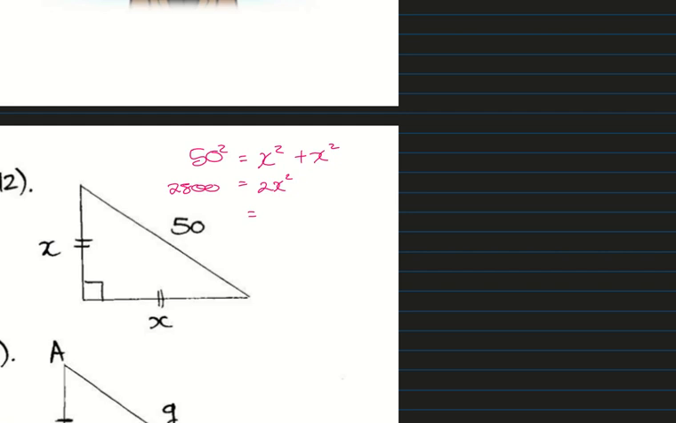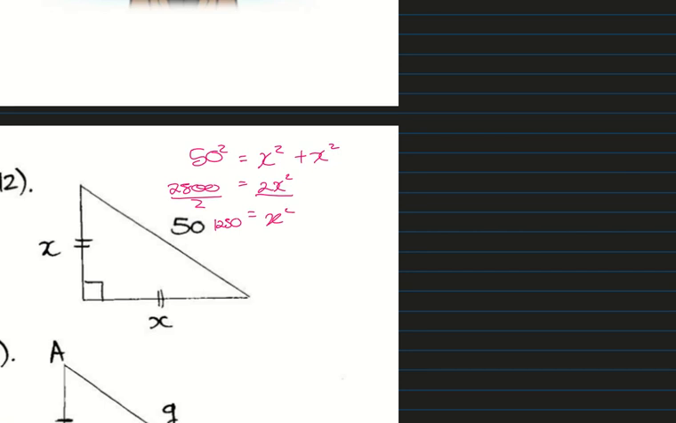So if I want to solve for x, that means I need to make x the subject, get x alone. So I do inverse operations. And if I have here a 2x squared, I first need to divide on both sides by 2. Alright, allow me quickly to finish up. So what is 2,500 divided by 2? 1,250. And that is equal to x squared.